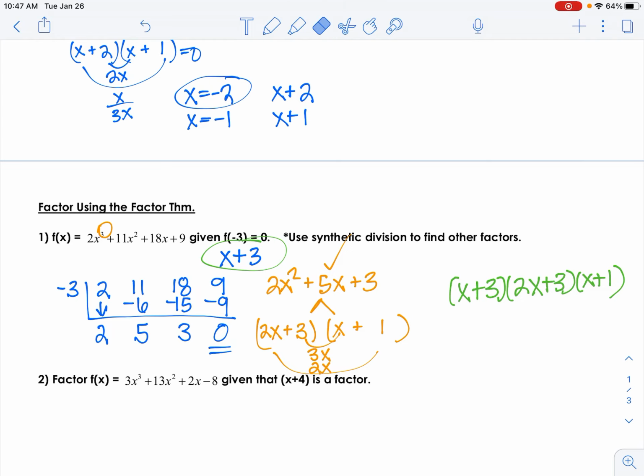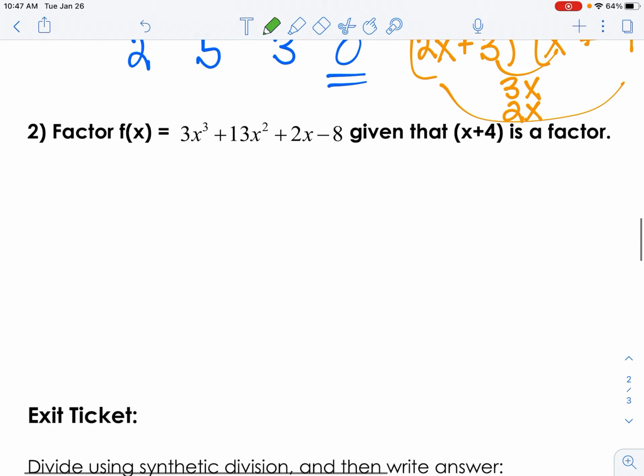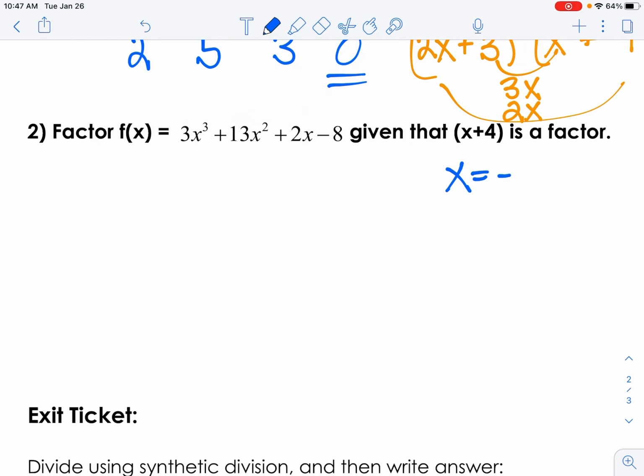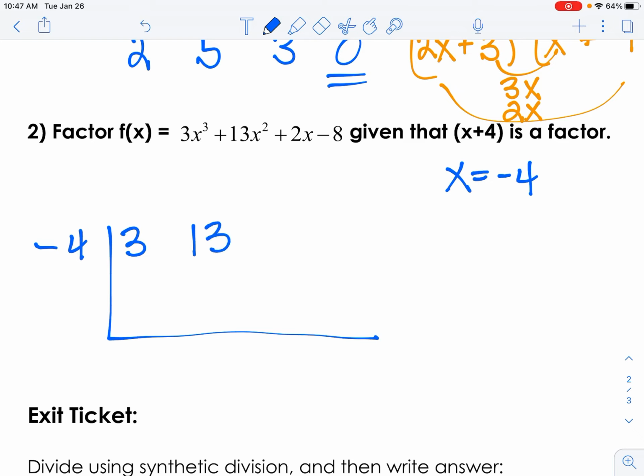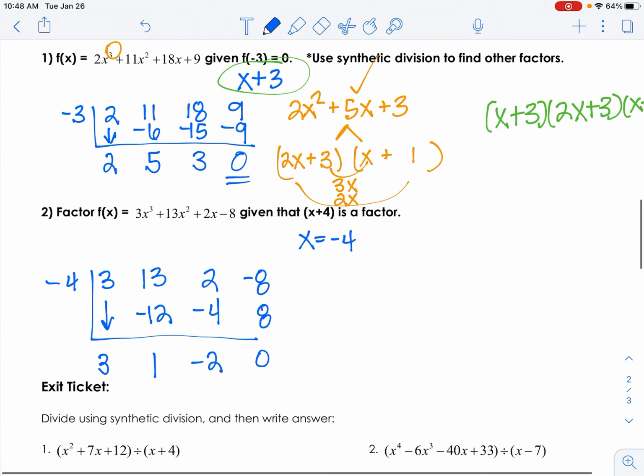Okay, excellent. Here's another one. Now we're given our factor. If I'm given a factor, then I just solve in order to divide. So I'm going to divide out a negative 4 with my coefficients 3, 13, 2, and negative 8. I drop down the 3, which gets me negative 12, 1, negative 4, negative 2, positive 8, and then that 0 that we would want.